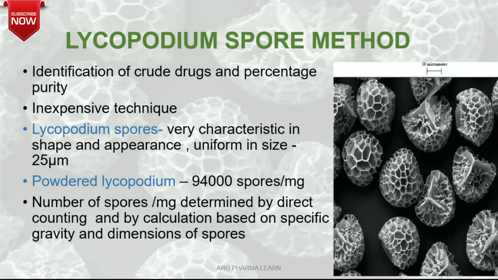In the Lycopodium spore powder, an average of 94,000 spores per mg is present. The number of spores per mg can be determined by direct counting, and this calculation is based on the specific gravity and dimension of the spores.